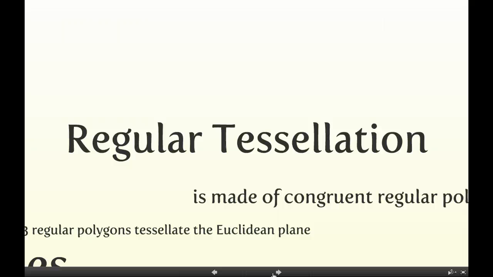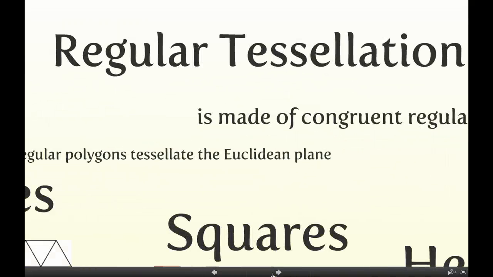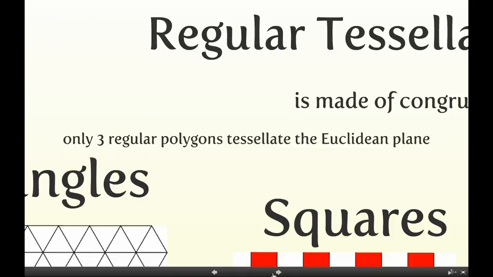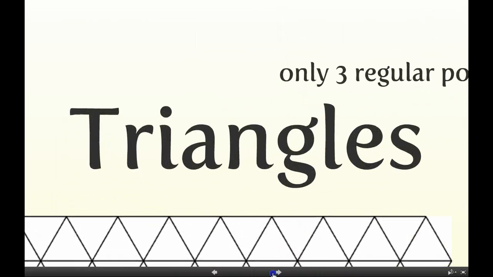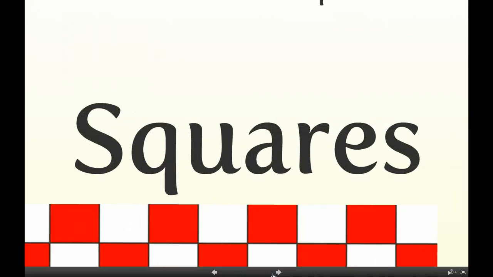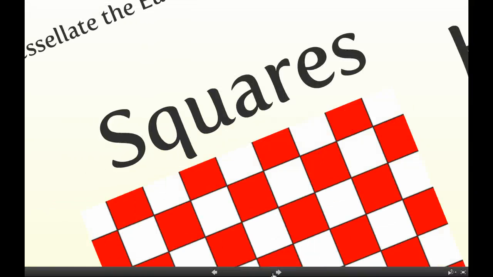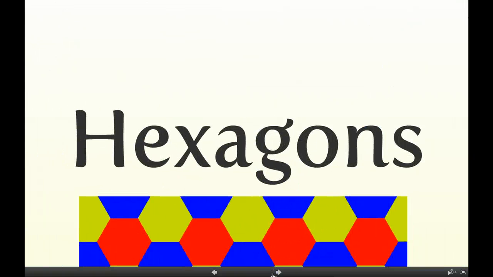There are different kinds of tessellations. The first kind of tessellation is a regular tessellation. A regular tessellation is made of regular polygons. There are only 3 regular polygons that tessellate the plane: triangles, squares, and hexagons.